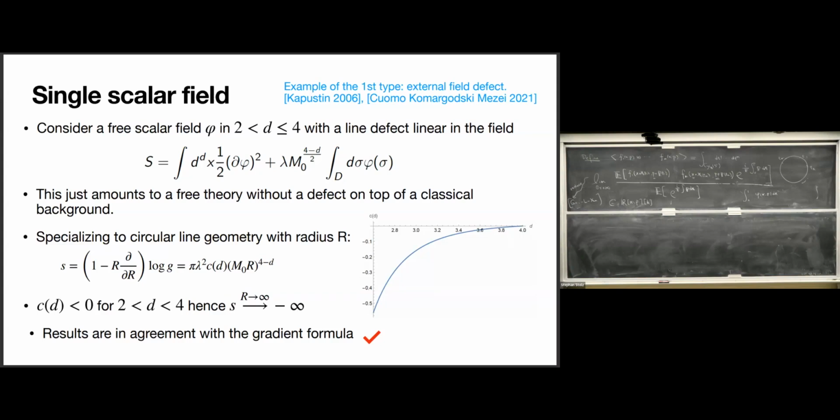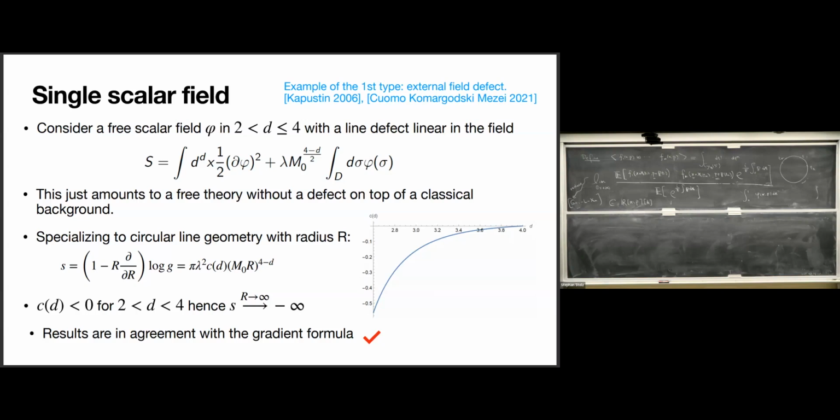And if you solve it, what you get, if you specialize to circular line geometry with some radius r, is that the defect entropy goes like this, where C of D is a coefficient. That's the value of this coefficient when D is between 2 and 4. And what you can see is that it is always negative, which means that in the deep infrared, when R goes to infinity, at large distances, the defect entropy flows to minus infinity.